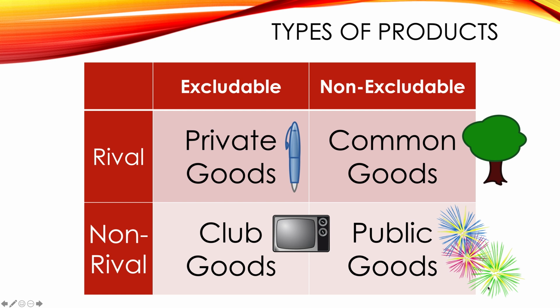So a good that is a private good would be both rival and excludable, such as the pen. A good that's a common good is rival but non-excludable, meaning if I cut down that tree, nobody else can use that tree. But it's not excludable because whoever's going to cut it down is who's going to get there first. A good that is a club good is non-rival but excludable. So again, watching TV, you can exclude someone from watching TV, but TV consumption is not rival in nature. 2 people can watch at the same time. And public goods are neither rival nor are they excludable. You can't exclude somebody from watching fireworks, and your watching fireworks doesn't diminish anybody else's ability to watch fireworks.